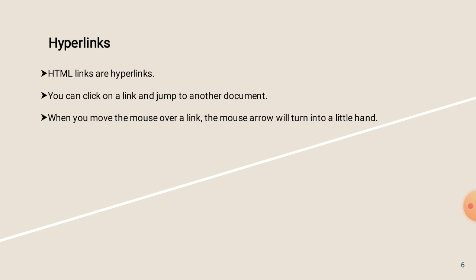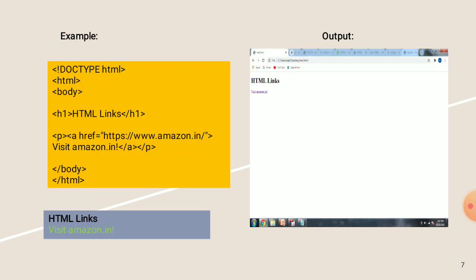So, HTML links are hyperlinks. You can click on links and jump to another document. When you move from one link to another link, this is part of a hyperlink. We can easily create a single link as a hyperlink in a web application.